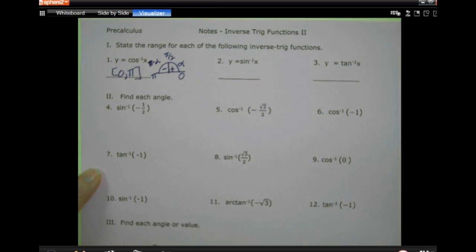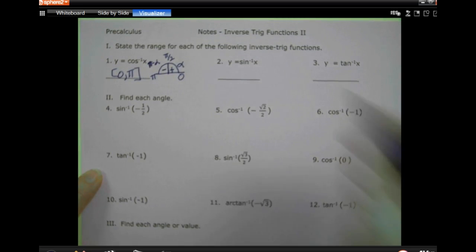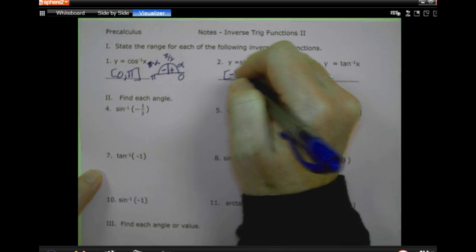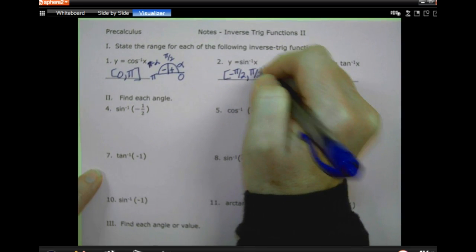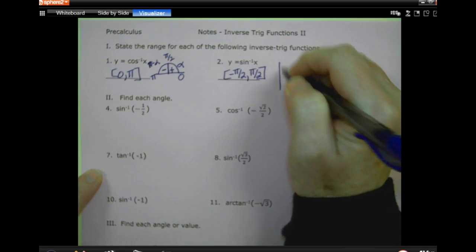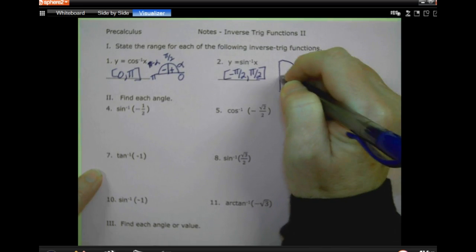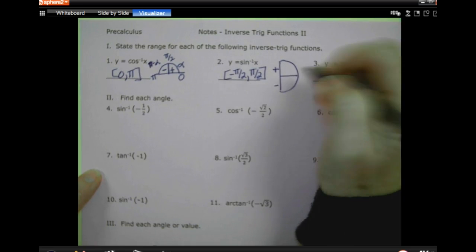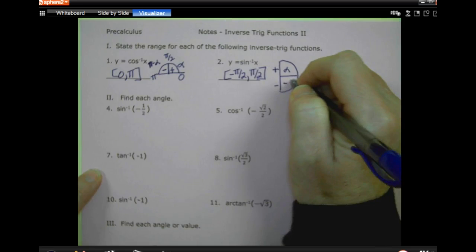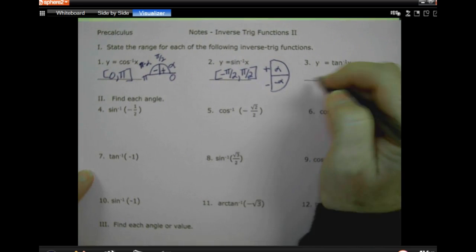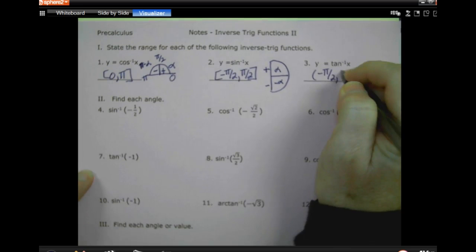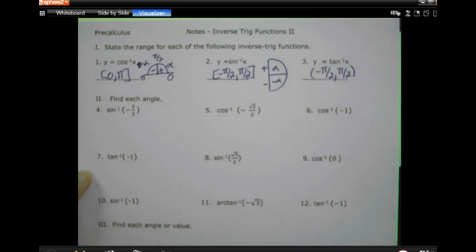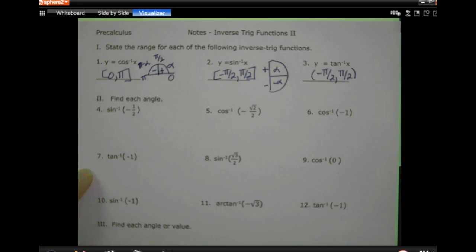So what was the range for the inverse sine? Negative pi over 2 to pi over 2. And so this one and the tangent both go this way, where this is the positive, this is the negative, this is my reference angle, and the negative is the negative reference angle. And for negative pi over 2 to pi over 2, you get parentheses because those are where the asymptotes are.